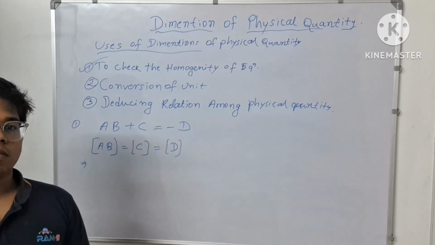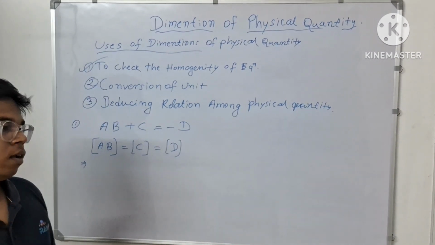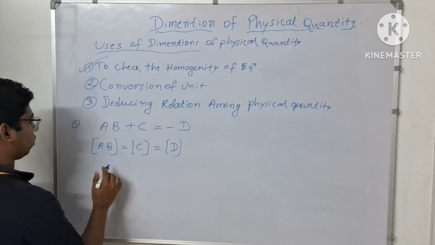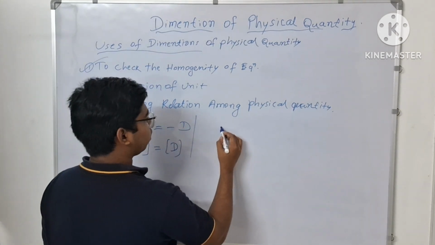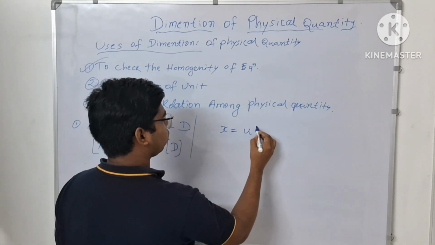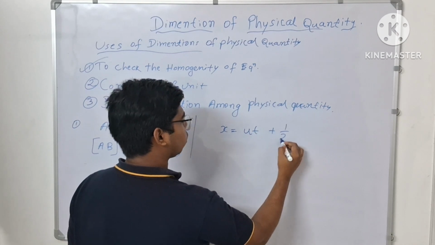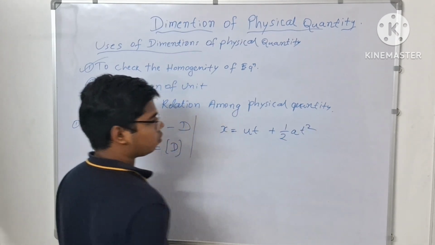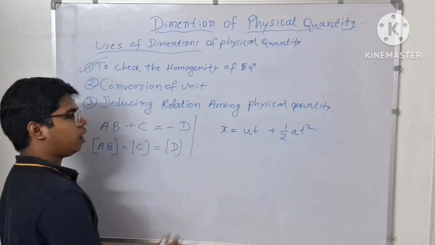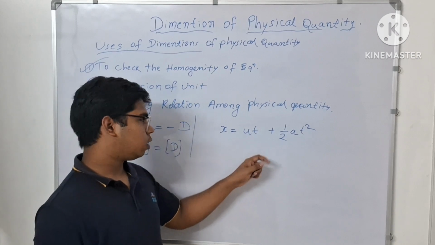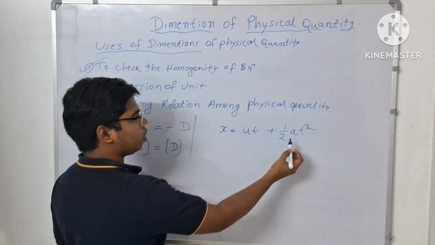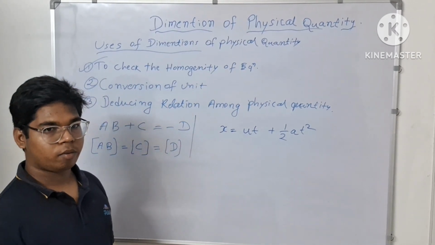So in our school level we have seen a famous equation, x is equal to ut plus half at square, where x is the length, u is velocity, t is time, a is acceleration of the particle.